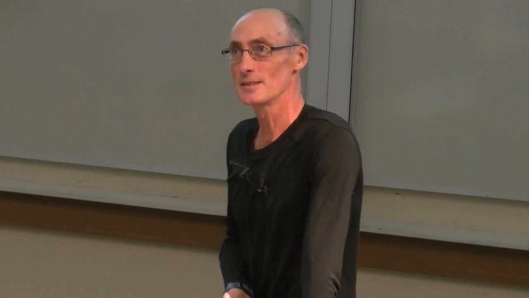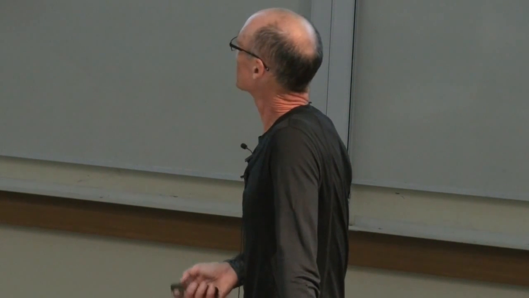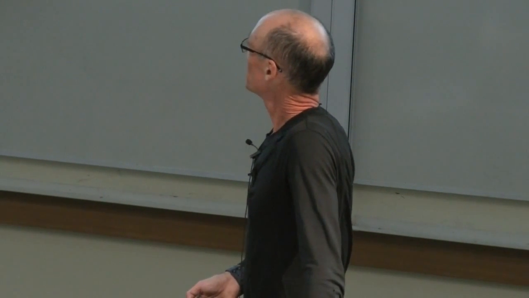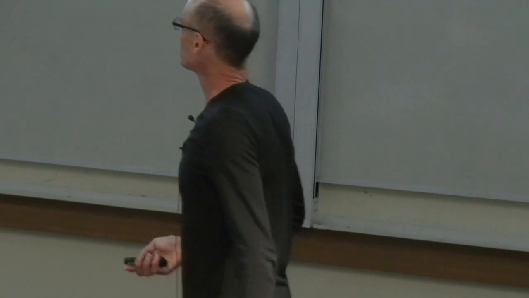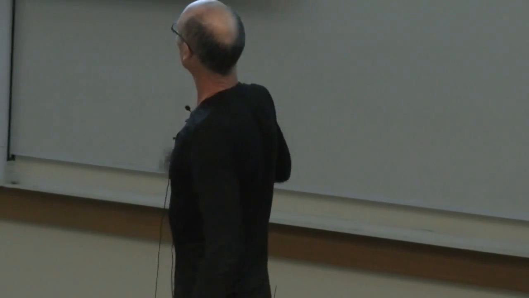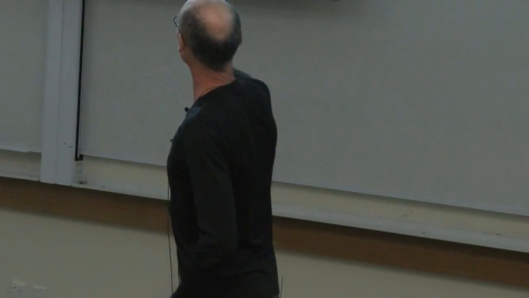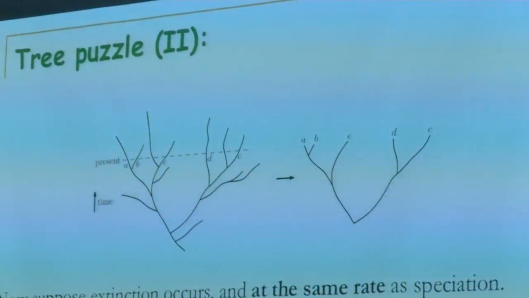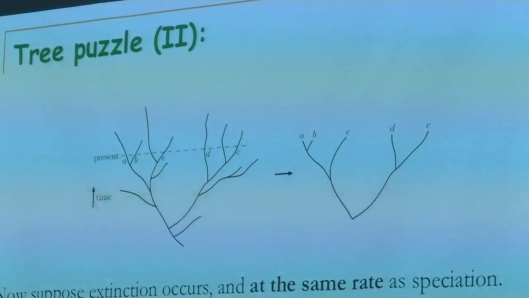Okay, now suppose that extinction occurs at the same rate as speciation. The reconstructed tree we see today has 100 tips. So would we expect this tree to just look the same as a tree that was evolved without extinction? The reconstructed tree is just the tree when we look across at the present and we forget about all these things that have gone extinct. Would it look the same as just a tree that was growing without extinction but at a lower speciation rate? Turns out no.